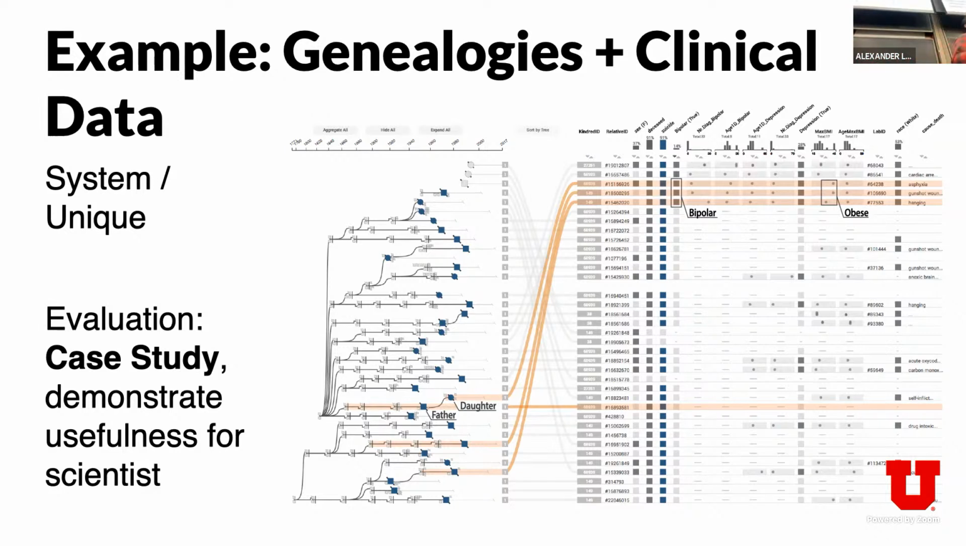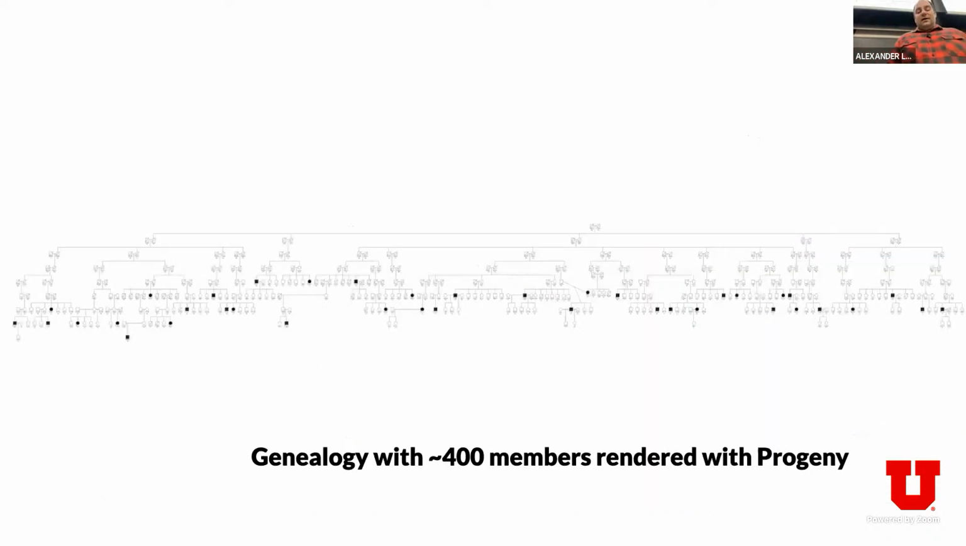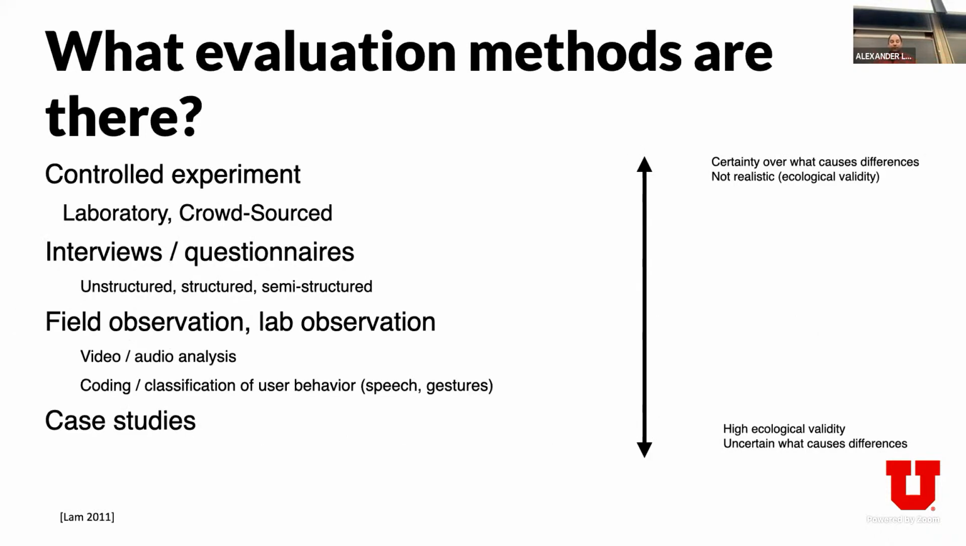So you would describe how a domain expert finds something with your tool, and ideally something that they couldn't find before or that they didn't know before. So you demonstrate the usefulness to a scientist. And that's another established technique to validate your tools. Let me see. So generally, there is this spectrum here for evaluation methods.